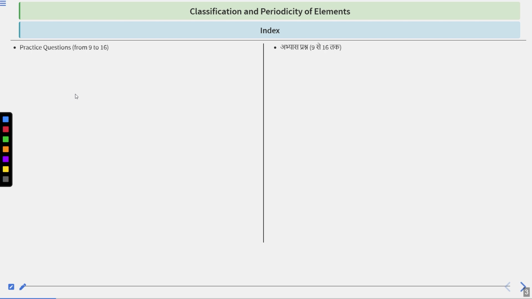So this is the index slide. We are going to see the practice questions from question number 9 to question number 16. Let's start with question number 9.